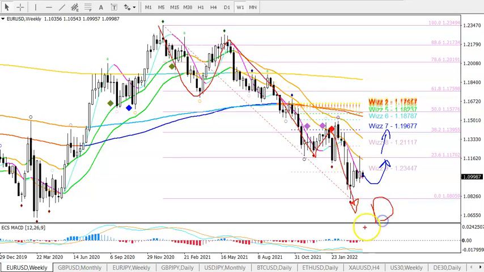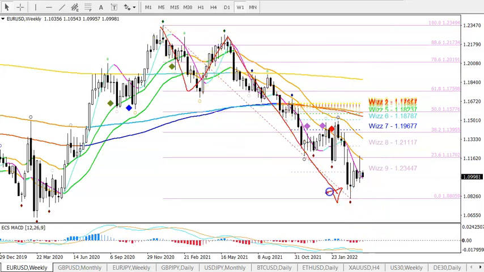Completing that wave D, A, B, C, completing the wave D, my apologies. Within wave C, there's probably the 5 here, 1, 2, 3, 4, 5, like this.